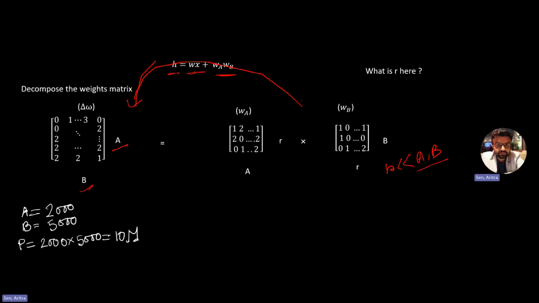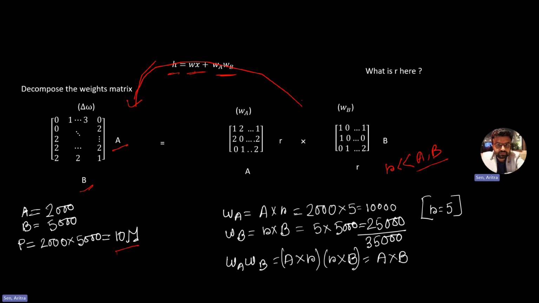Now, for an example here, if I take my original pre-trained weight matrix to have a dimension of 2000 cross 5000, and you calculate the number of weights associated with this matrix, that would be very large, like 10 million. Now, if you do a low rank representation of this matrix in a different way, my low rank matrices are WA and WB, where the rank I am using here is 5.